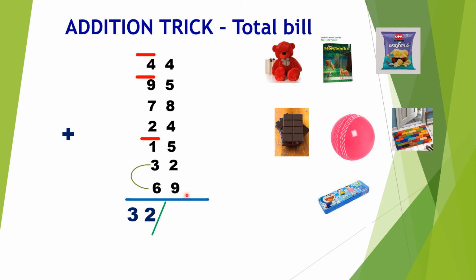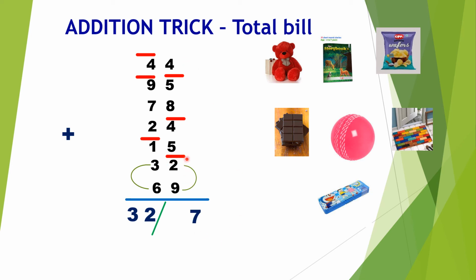Again start from the bottom. Same method. 9 plus 2, 11. So 1 bar. Keep 1 in your mind. 1 plus 5, 6. 6 plus 4 is 10. 10 means 1 bar. Keep 0 in your mind. 0 plus 8, 8. 8 plus 5 is 13. 13 means 1 bar. Keep 3 in your mind. 3 plus 4 is 7. So 7 we will write it over here.